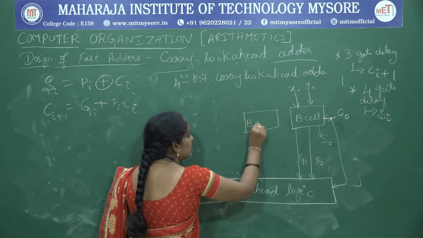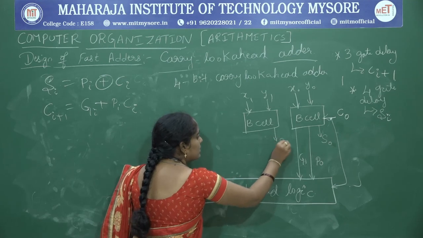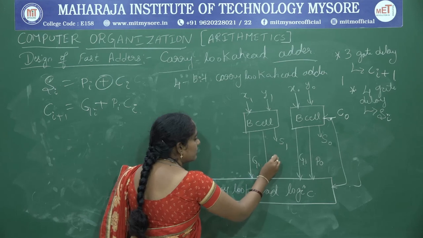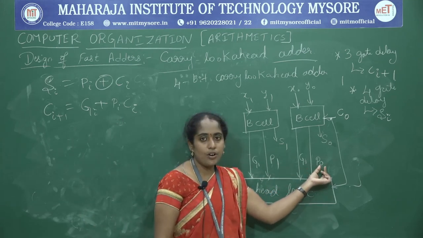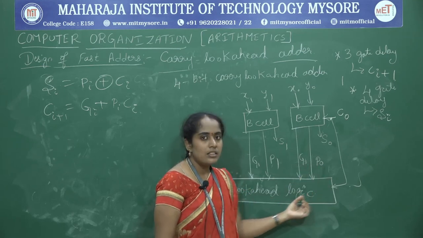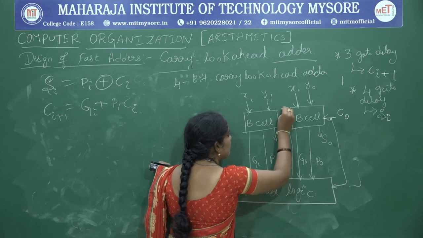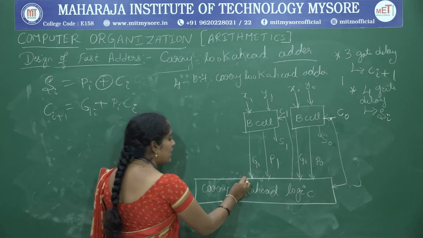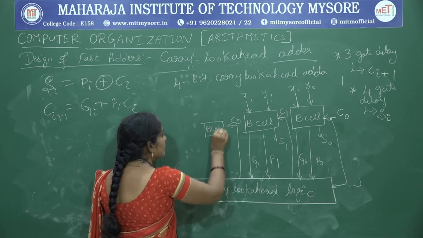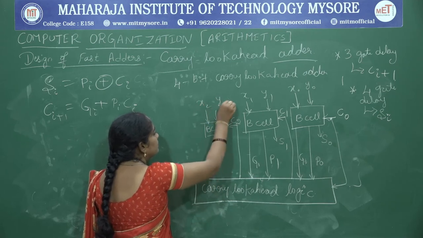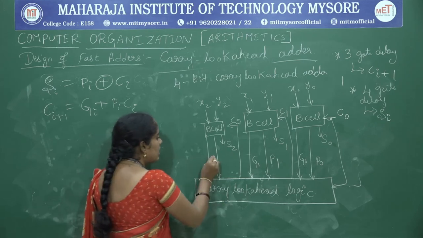Next is the second bit cell, with X1 and Y1, the sum is S1, and the propagate and generate functions are G1 and P1. So we get G0 and P0, and we have one more. By using these, the carry look ahead logic will generate C1, which will be sent to the next column. Again, after this, we get this value C2, and this is the next bit cell, with X2 and Y2, and this is S2. The propagate and generate functions here are G2 and P2.